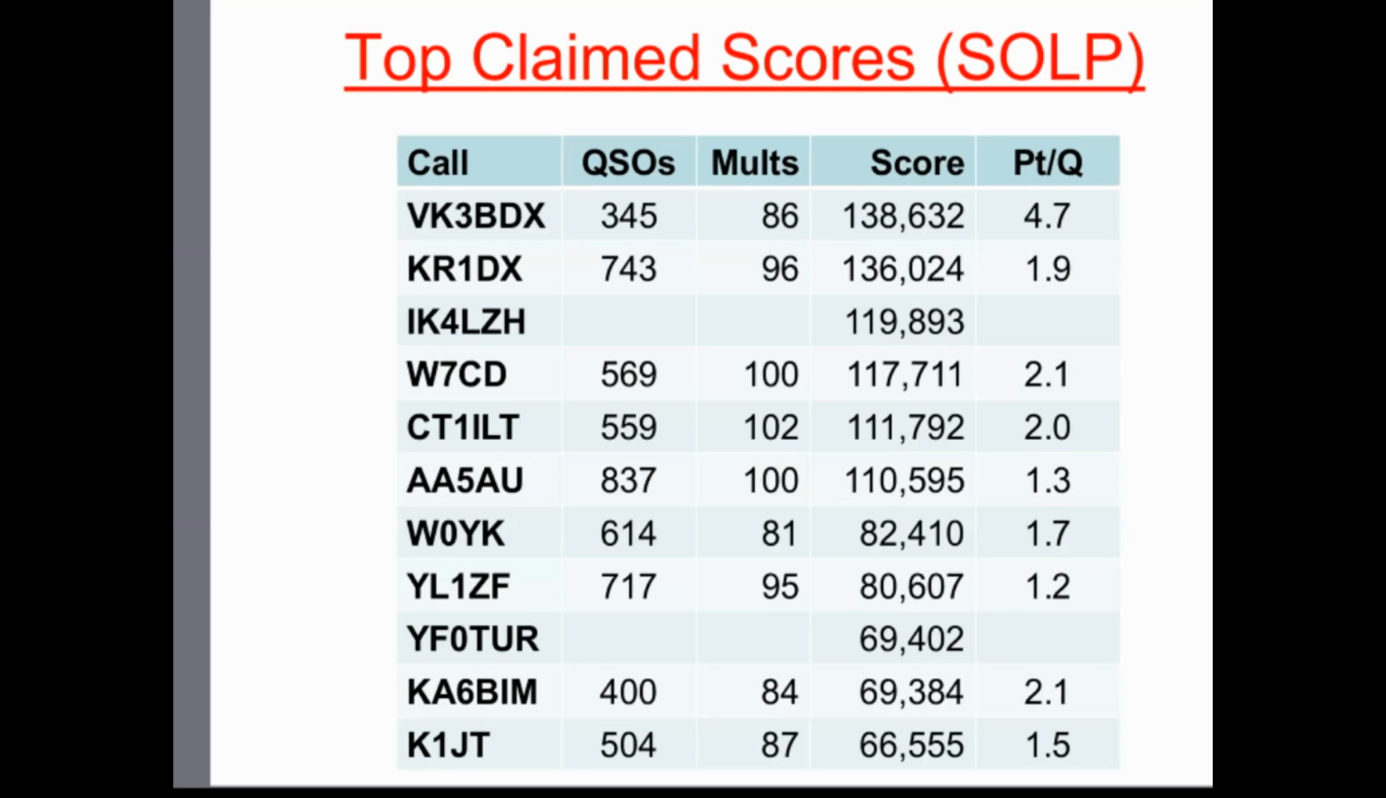Here are the breakdowns of QSOs and multipliers for these. Here again are these two guys that finished 1-2 in the worldwide single op low power. Anyway, you can see the points per contact for the Australian were almost 5. For KR1DX, they were a little less than 2. For me, they were only 1.5. I think that's probably because I'm a little pistol.